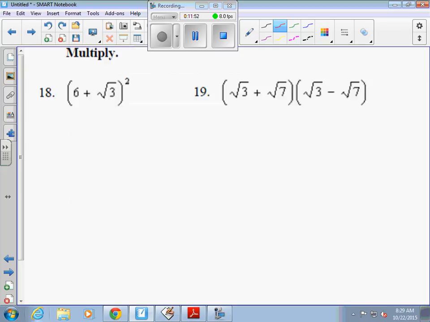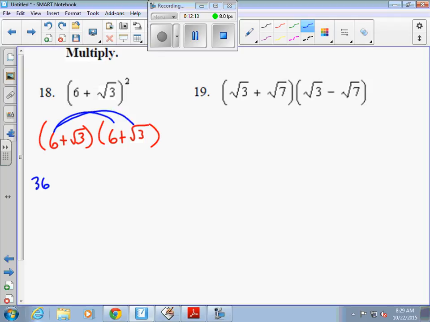Number 18 says to multiply 6 plus the square root of 3, squared. What this means is 6 plus the square root of 3 times 6 plus the square root of 3. So right here it is simply foiling. First two terms, 6 times 6, 36. Outer terms, 6 times the square root of 3 is positive 6 square root of 3. Inner terms, square root of 3 times 6, positive 6 square root of 3.